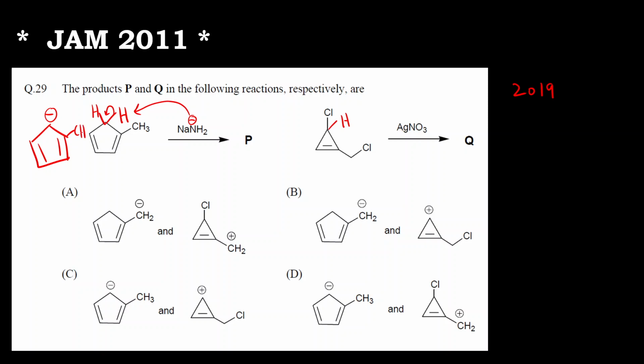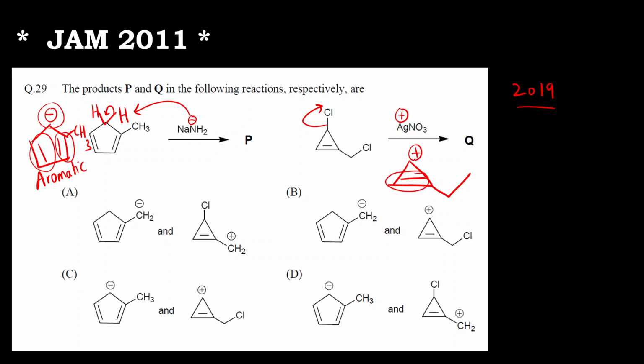negative CH3. Here Ag plus, what will be the reaction? There is no acidic proton. Here it is Ag plus, so Cl minus will go away. This we had already seen in the 2019 question. So what will we get? We will get this structure, positive charge here, CH2Cl. Now if you see here, how many electrons are there? 4, 2 plus 2, 4, 4 plus 2, 6. So this is aromatic. That is why this is going to be stable.